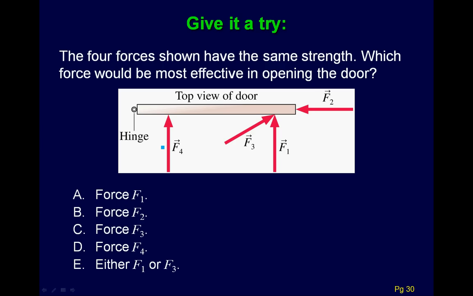So here we got 4 forces with the same strength. Which force will be the most effective in opening the door? Give this one a try. All right, and hopefully you've got that this one would be F1. So we talked F2 doesn't do anything at all, and then here F4 is closer to the axis, and so it's not going to be any good. And here F3 and F1 do act at the same point, but this is at an angle, and so part of your force is wasted. Okay, and so it'll be F1.